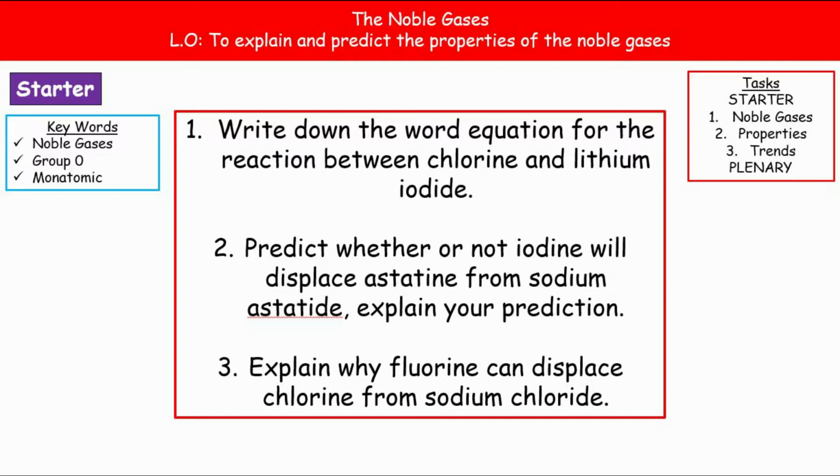What we're going to be doing in today's lesson is having a look at another group on the periodic table called the noble gases. To start us off though, what I'd like you to do is have a go answering these three questions in your book based around our previous work on this topic.